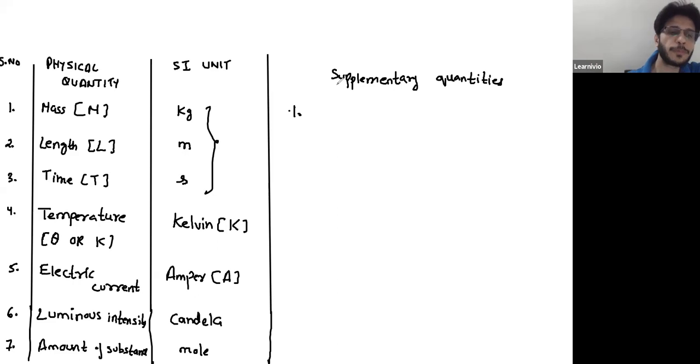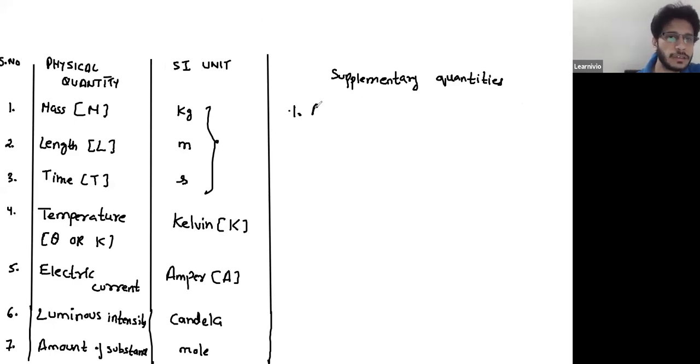The next are supplementary quantities. These supplementary quantities are not fundamental physical quantities, nor can we say that they are derived. They are neither fundamental nor derived. That's why we call them supplementary quantities. You can't derive these quantities directly from fundamental quantities. So they are not derived. They are just two supplementary quantities.